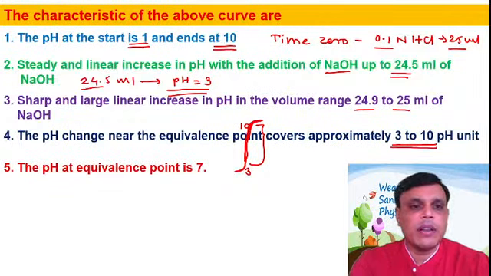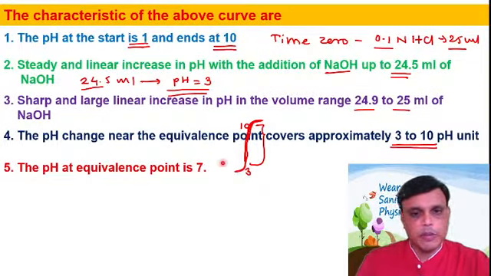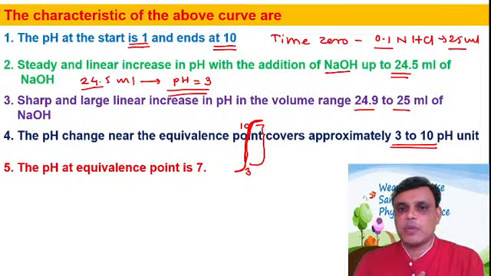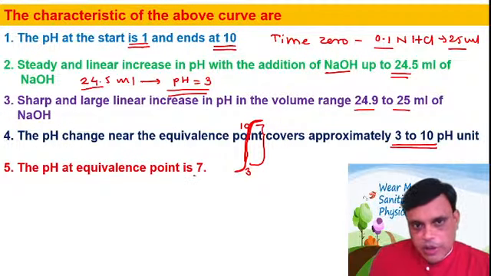Then point number 5. The pH at the equivalence point is 7, which is very important. So the pH change near the equivalence point covers 3 to 10 pH units, and the pH at the equivalence point is 7. This is an important point.